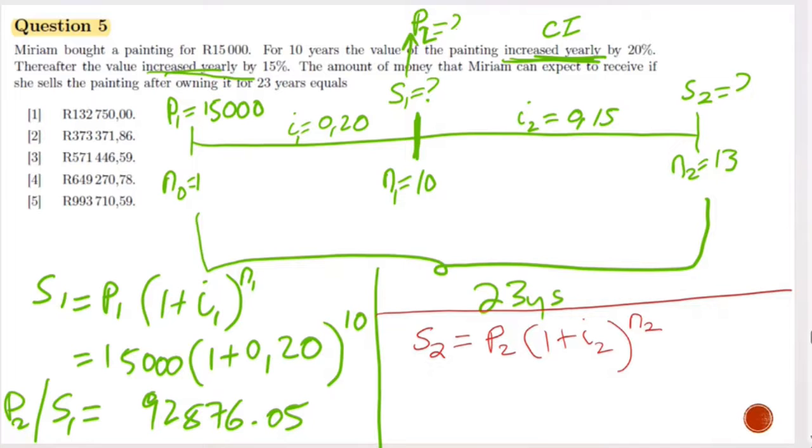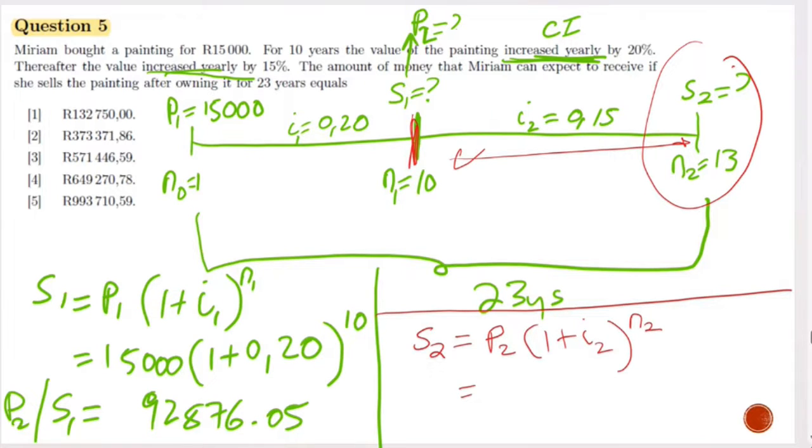Your S2 will be an accumulated amount at the end of N13. Okay, so now this is going to be the actual amount of the painting on that year, that is on year 23. But I'm saying N2 is 13 because I want to calculate for these years. I'm taking whatever was accumulated here and calculating it for this period. Whatever accumulated value, that is going to be the value of Miriam's painting.